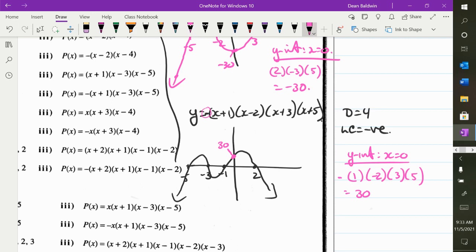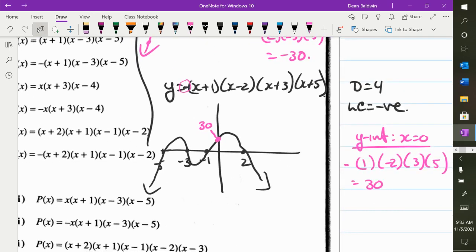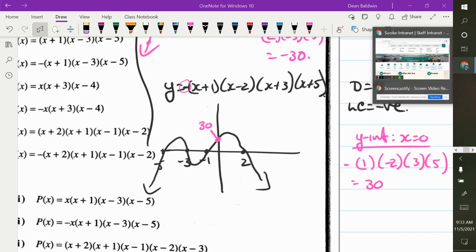Negative. Negative VE. That's my lazy way to write negative. Okay. We're good? I'm going to stop this recording. And then we're going to move on to the next lesson.